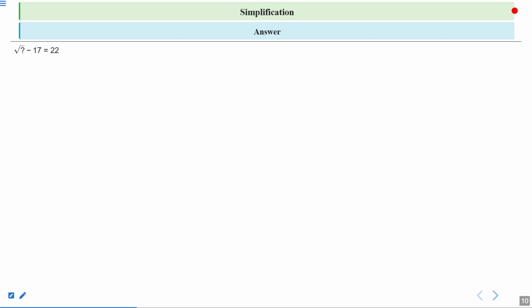So this is a basic simplification question. So the correct answer of this question is E, which is 1521. Now see the detailed solution using concept 2.6 and 2.6.1.